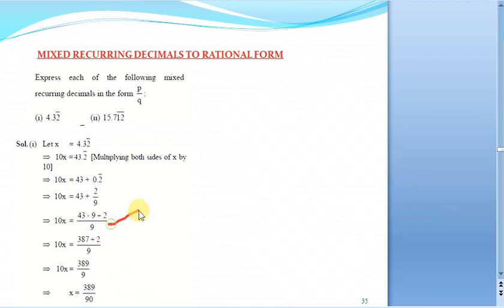Now take the LCM here. The LCM is going to be 9. So it will be 387 plus 2 by 9, so 10x is equal to 389 by 9. Now we have to divide by 10 on both sides, or you can send this 10 this side, 9 into 10 will become 90. Your answer will become x is equal to 389 by 90. So this is the rational form for this particular decimal expansion. Now let us see the second example.